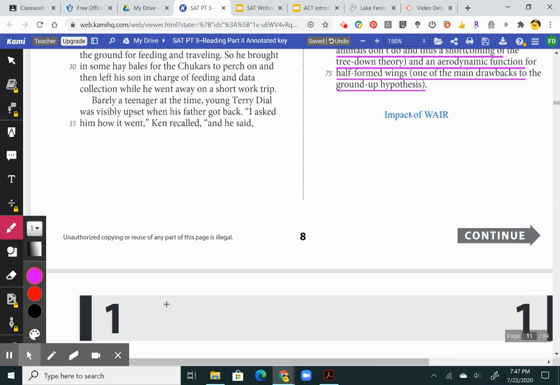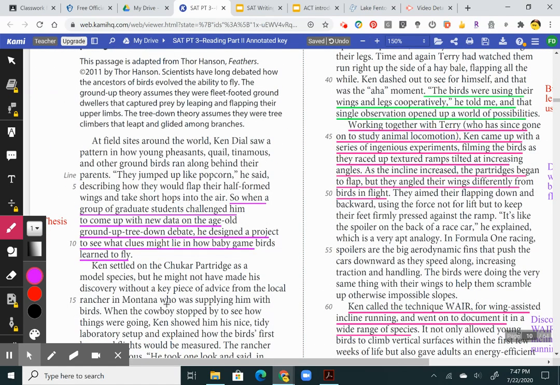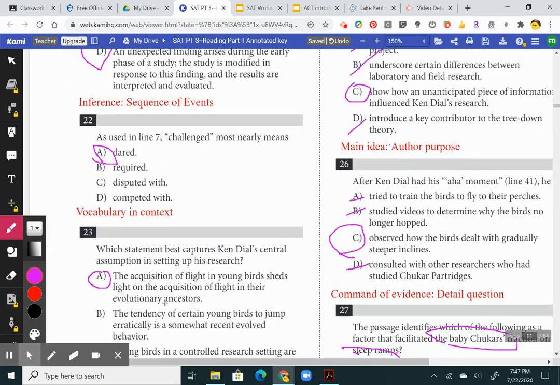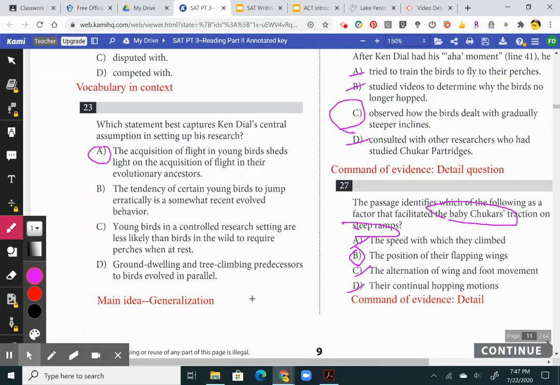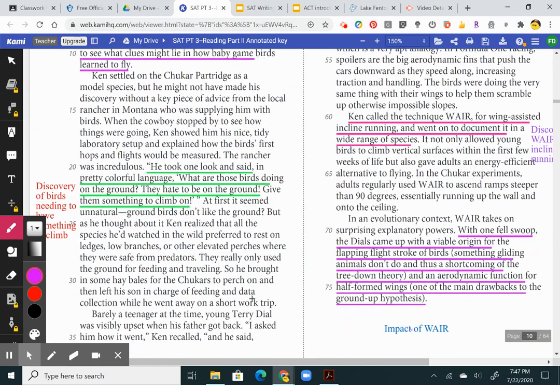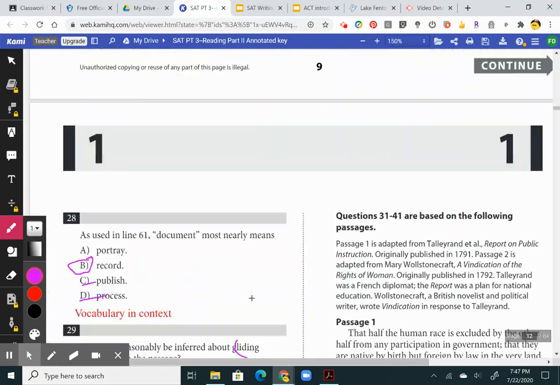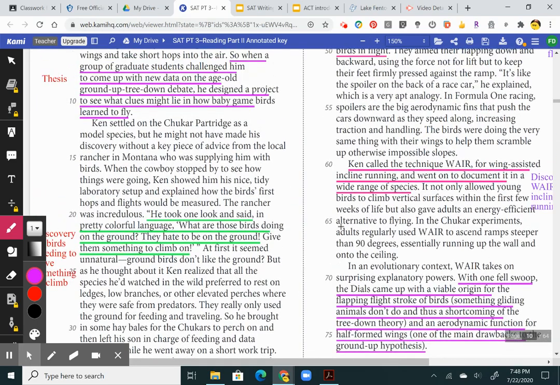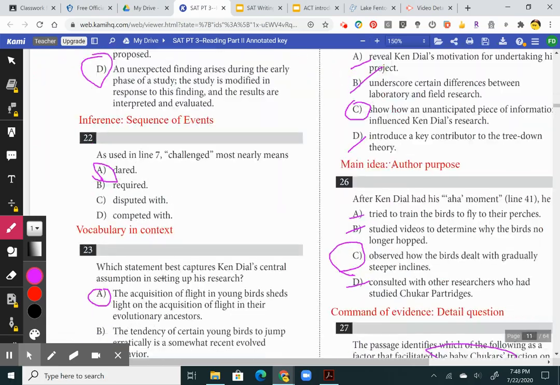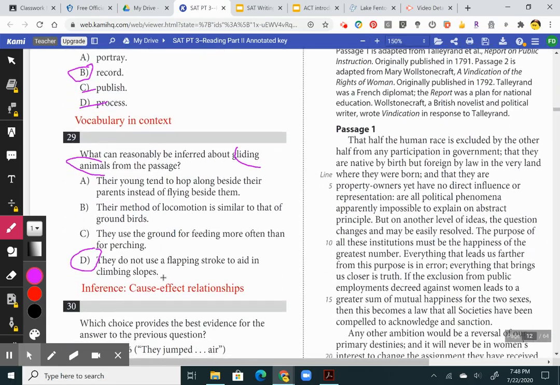Lines 4 through 6. Does it talk about gliding animals a little bit? They jumped up like popcorn, describing how they would flap their half-formed wings. Well, kind of, but not really. Lines 28 through 29: they really only use the ground for feeding, so he brought in some hay bales for the chicks to perch on. No, not talking about gliding. Lines 57 through 59: increasing traction and handling. The birds were doing the very same thing with their wings to help them scramble up otherwise impossible slopes. Okay, kind of, but let's see.